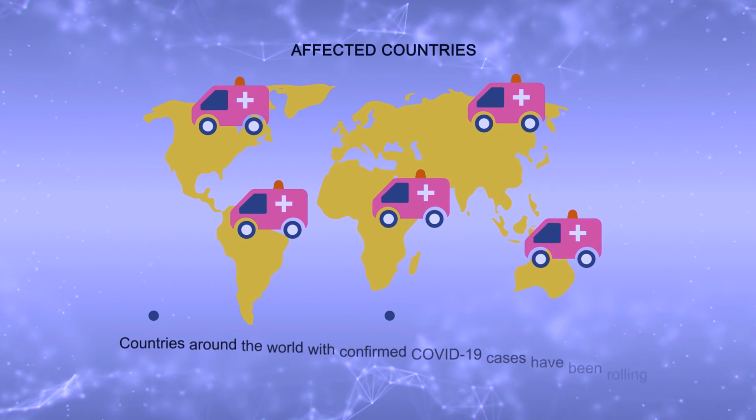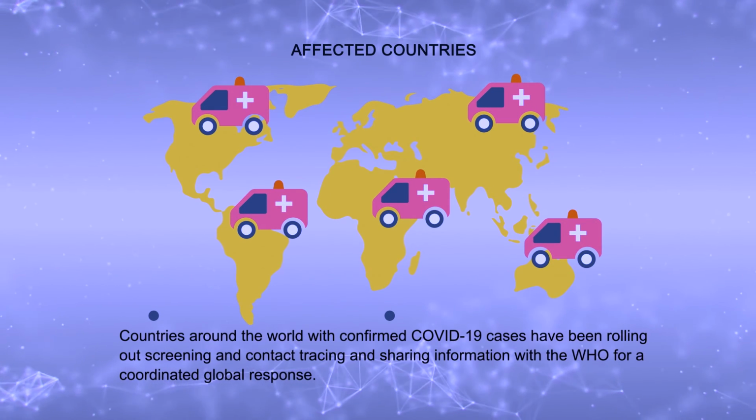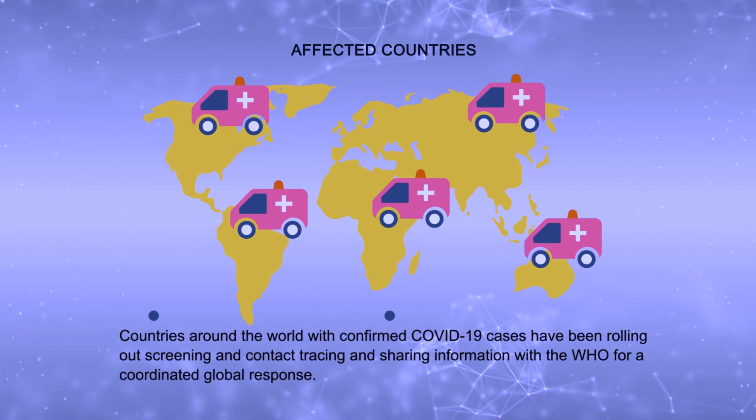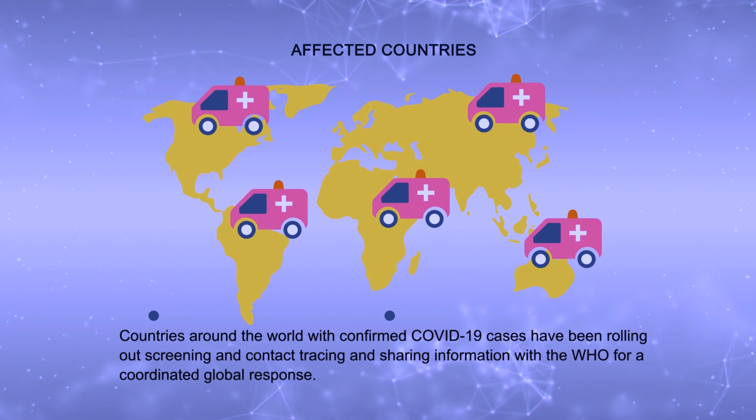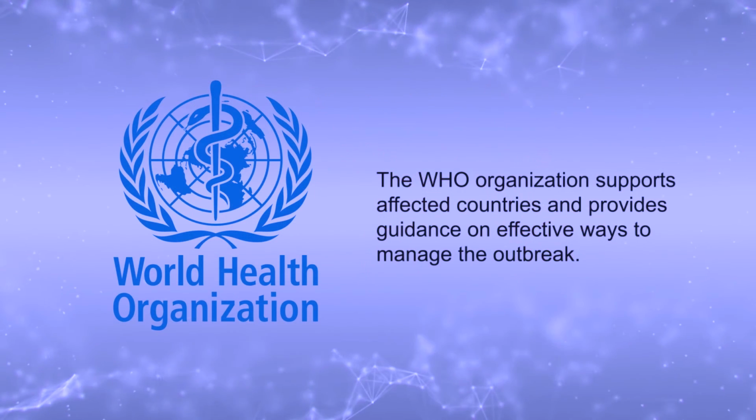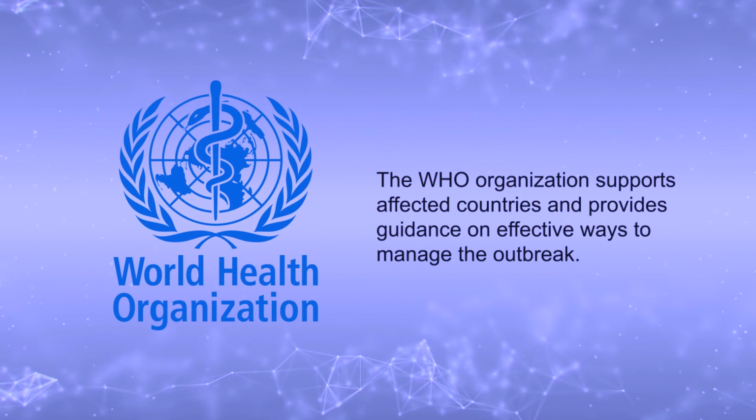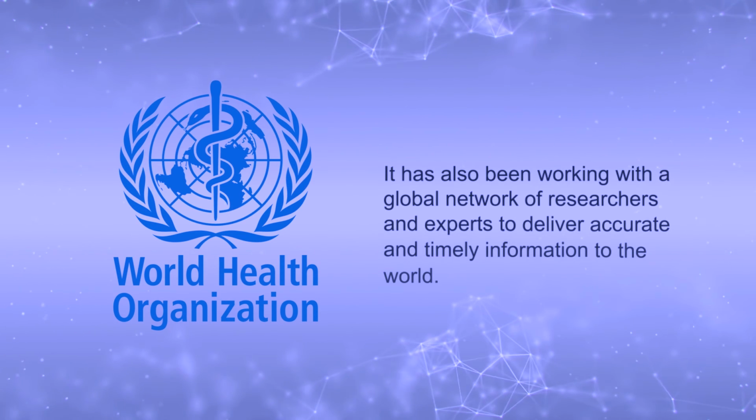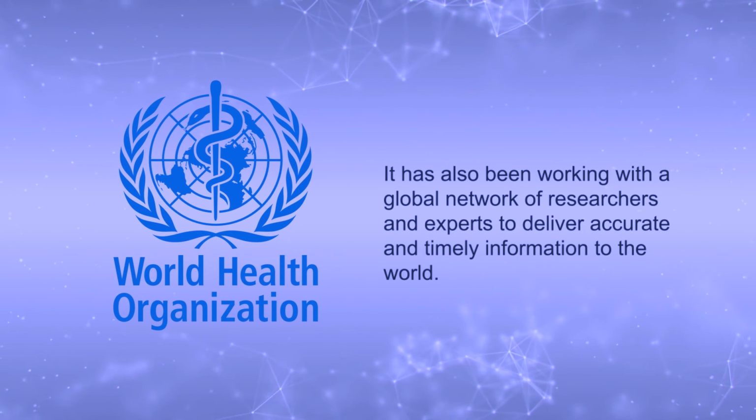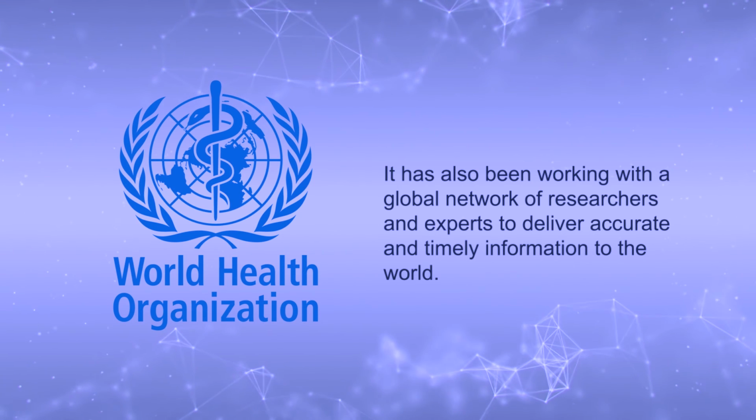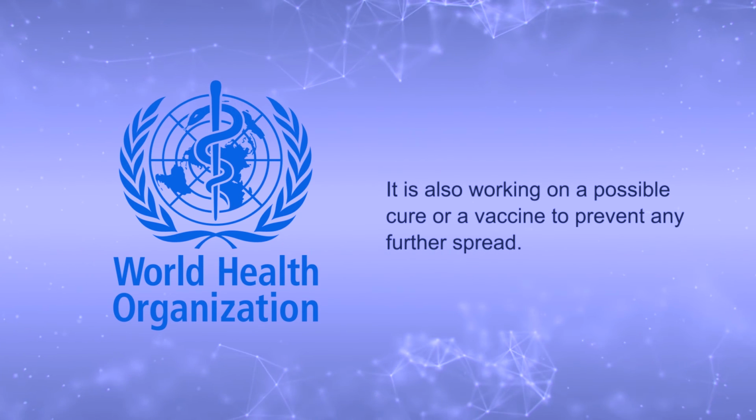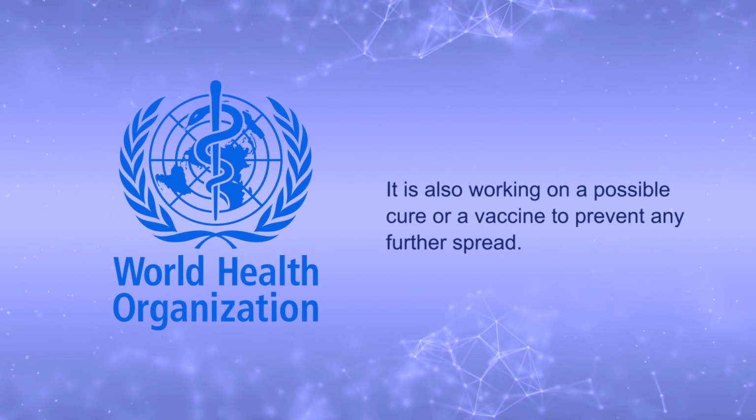Countries around the world with confirmed COVID-19 cases have been rolling out screening and contact tracing and sharing confirmation with WHO for a coordinated global response. The organization supports affected countries and provides guidance on effective ways to manage the outbreak. It has also been working with a global network of researchers and experts to deliver accurate and timely information to the world. It is also working on a possible cure or a vaccine to prevent any further spread.